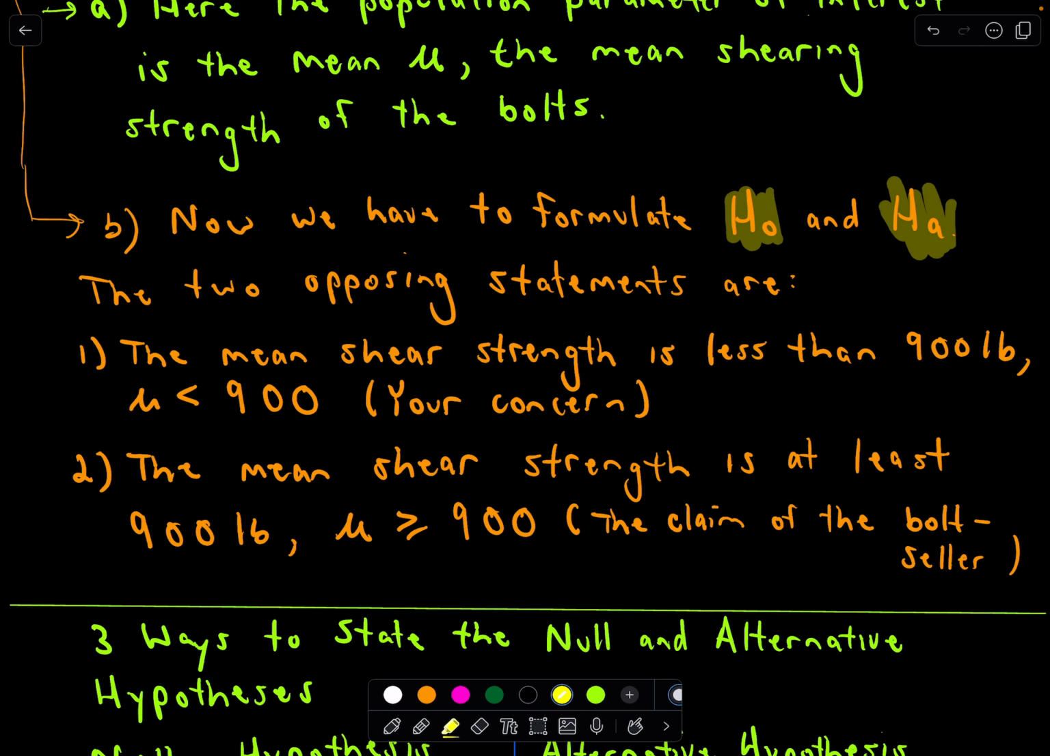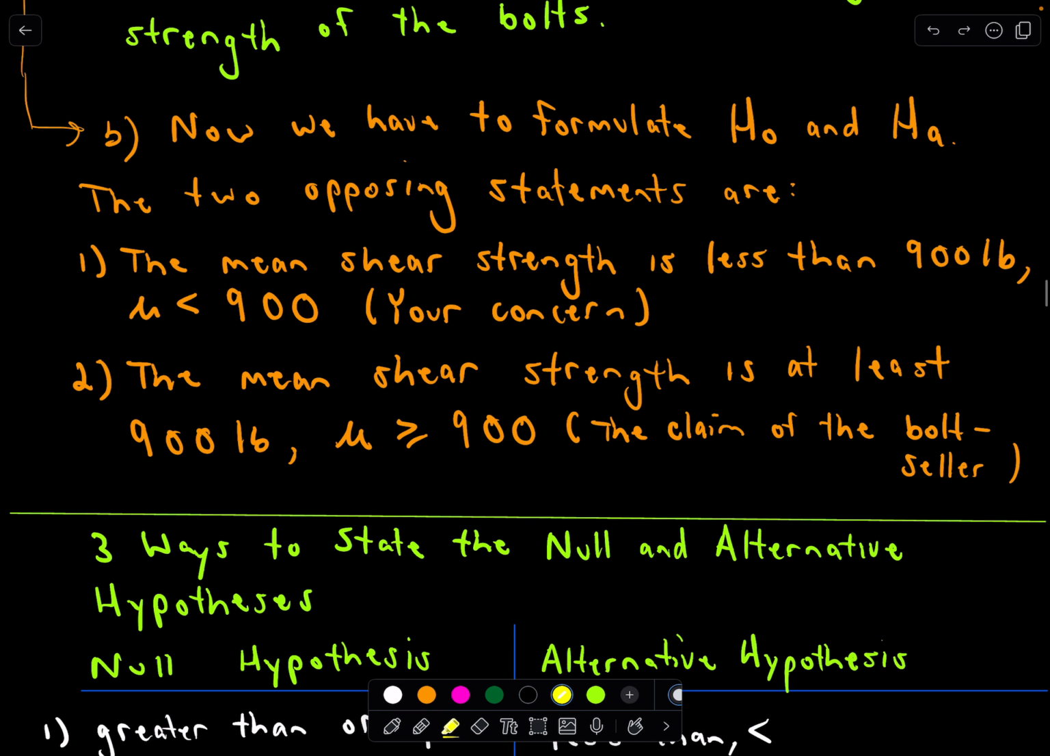And I've got these listed as number 1 and number 2. I'm not saying number 1 is the null and the second one is the alternative hypothesis. I'm just saying we do have to state those, and here are our 2 statements that we're worried about, right? I mean, these are the things we're concerned with. This is your concern, that the mean shear strength is going to be less than 900 pounds. And we write that by saying that mu, the mean, is less than 900. That's what we don't want to happen, right?